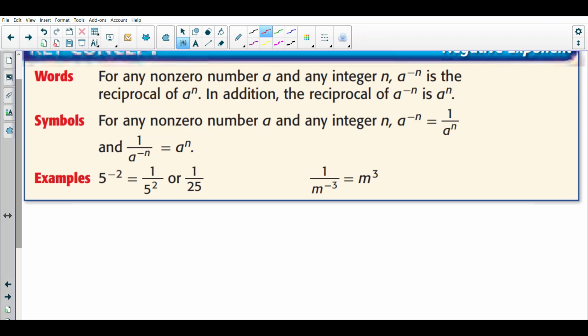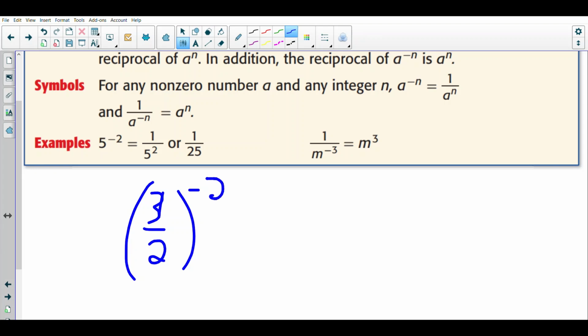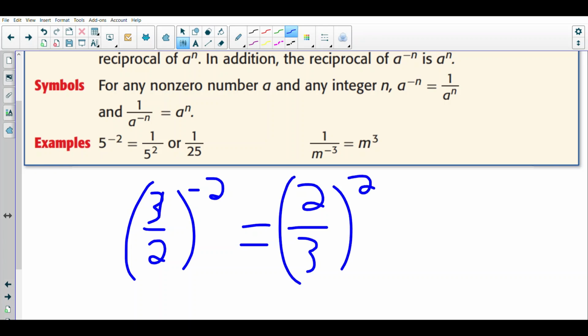Now, keep in mind, it still works with fractions too. It flips the fraction. It becomes a reciprocal. So if you have, let's go, 3 over 2 to the negative 2 power, that negative will flip the whole fraction inside. It becomes 2 over 3 to the positive 2. So that negative will flip the fraction itself.